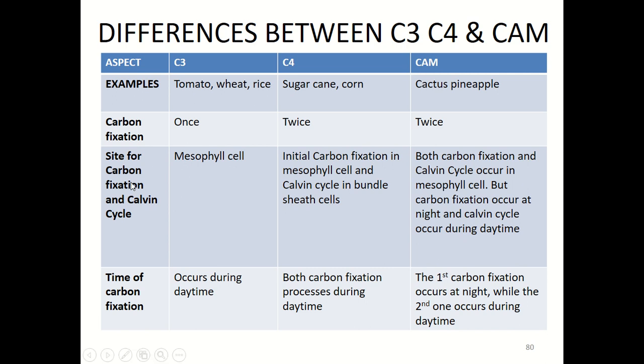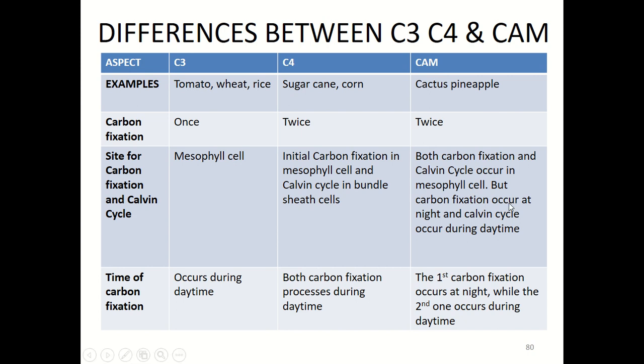And then the site for carbon fixation and Calvin cycle. For C3 plants, the Calvin cycle, which is referred to as the carbon fixation, occurs in the mesophyll cell. Meanwhile, in C4 plants, the first carbon fixation occurs in the mesophyll cell, and the second carbon fixation, which is the Calvin cycle, occurs in the bundle sheath cell. And for CAM, both the carbon fixations and also the Calvin cycle occur in the mesophyll cell.